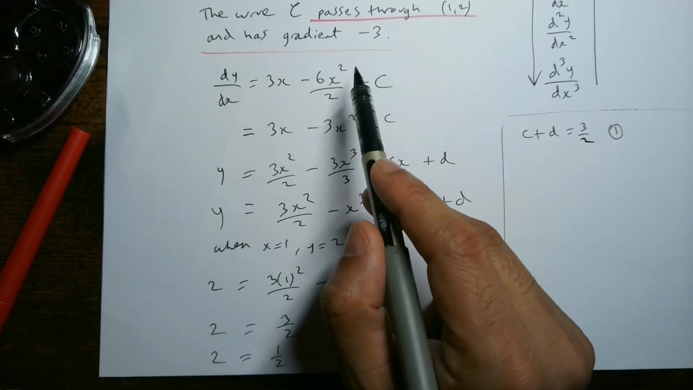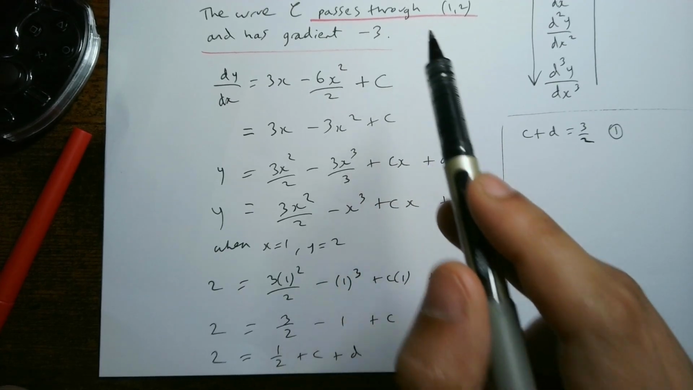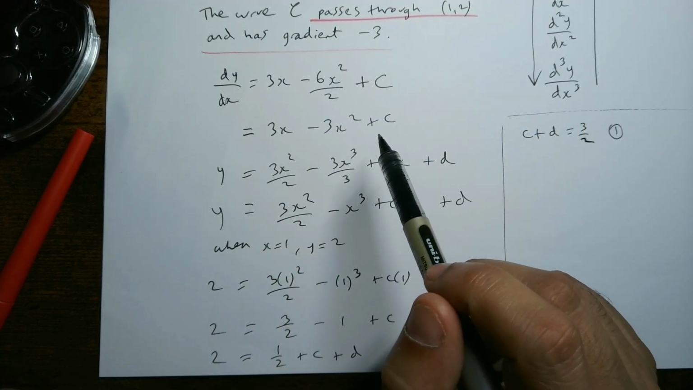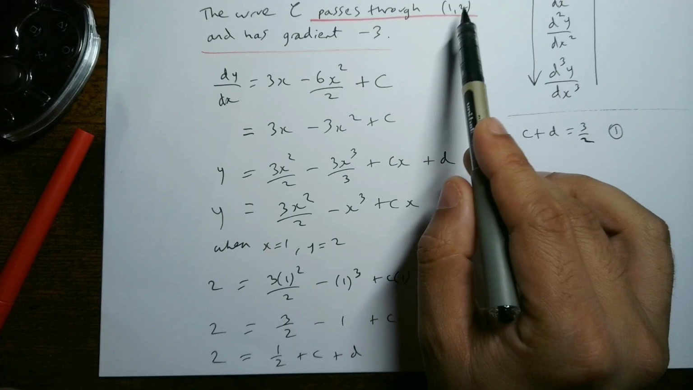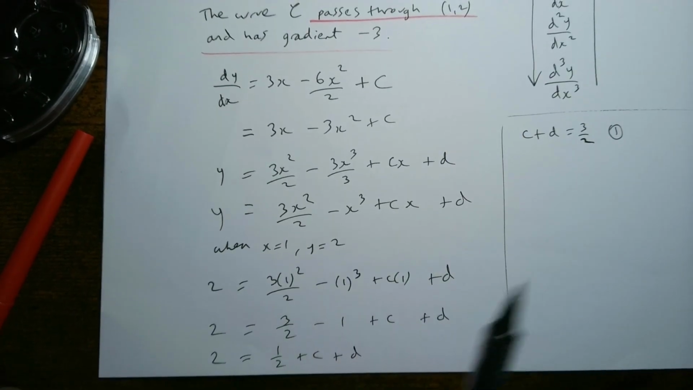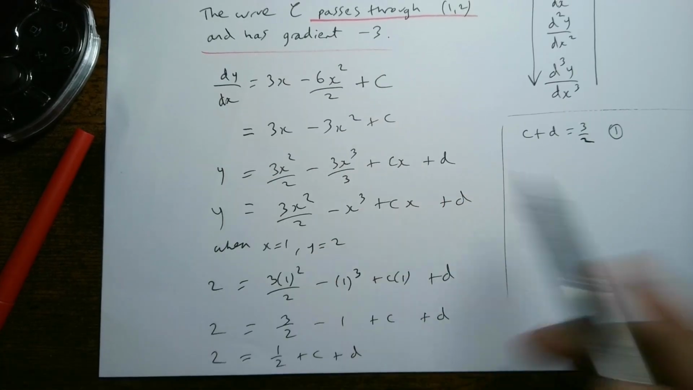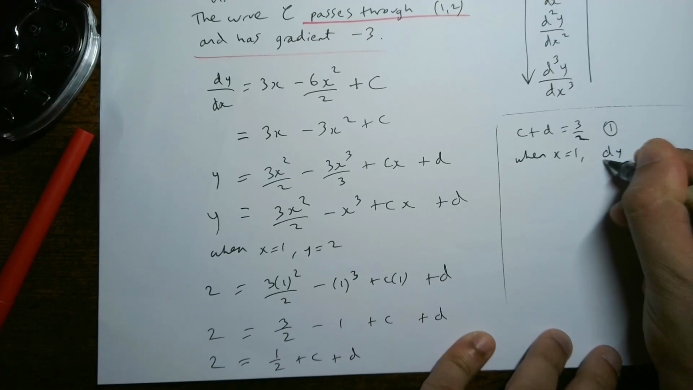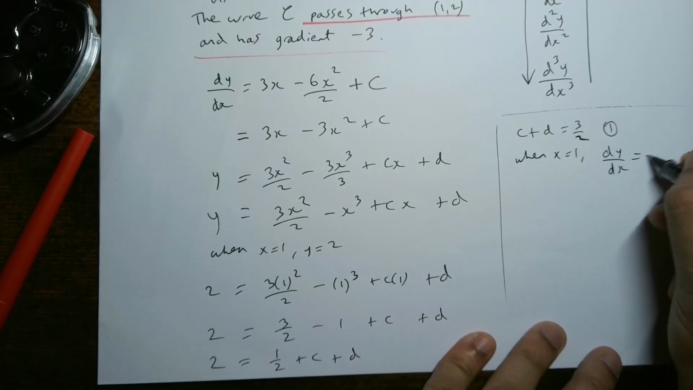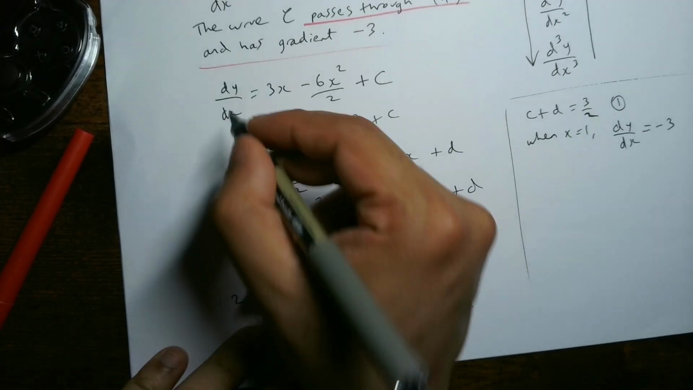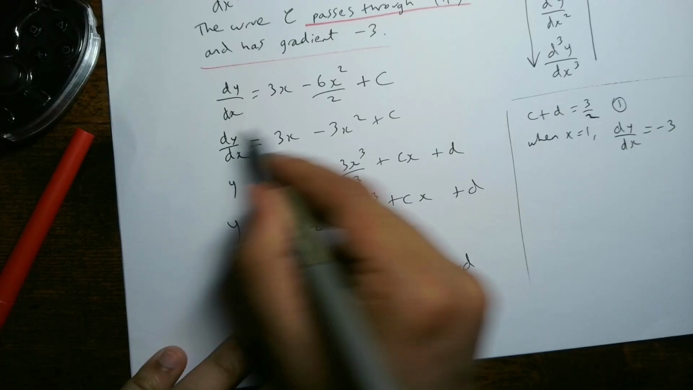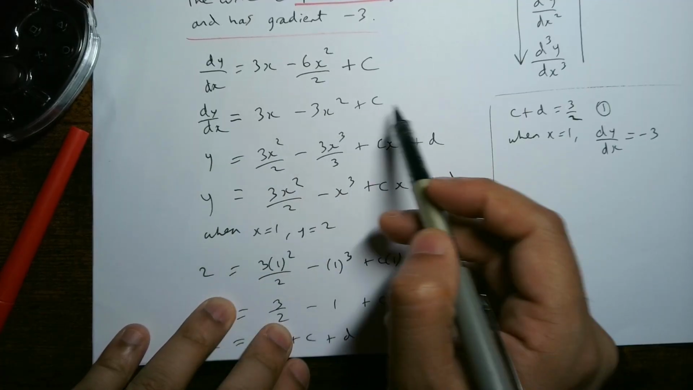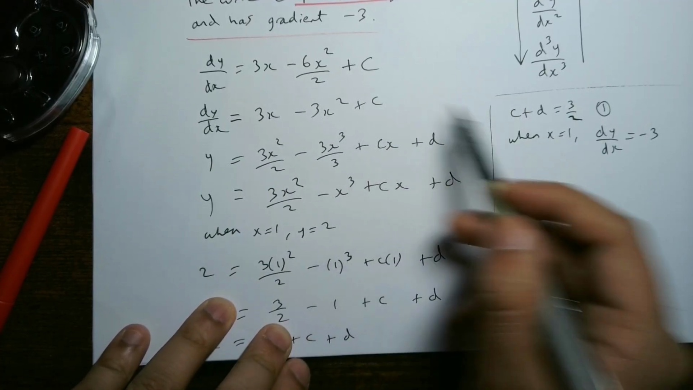So it has gradient negative 3. So that means when x equals 1, the gradient is negative 3. So at the point (1, 2), the gradient is negative 3. That's what this second bit of information is telling us. So when x equals 1, dy/dx is equal to negative 3. So that allows us to go back to this equation and solve for c. So in fact, if we solve this one for c, we can get that value for c and sub it into here.